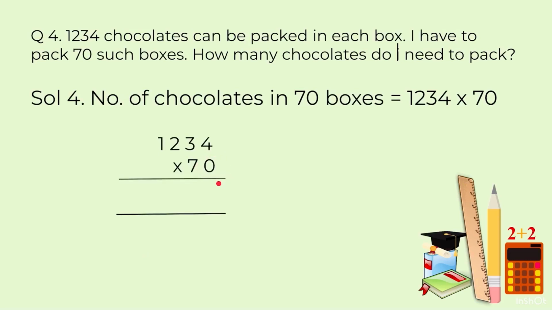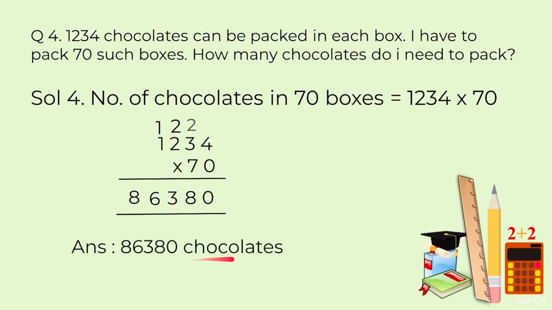Since there is 1 zero, we will write that 0. Then we will multiply 7 by 4, 28. 2 at the top, 8 at the bottom. 7 threes are 21 plus 2, 23. 2 at the top, 3 at the bottom. 7 twos are 14 plus 2, 16. 1 at the top, 6 at the bottom. Then 7 ones are 7 plus 1, 8. So the answer is 86380 chocolates.